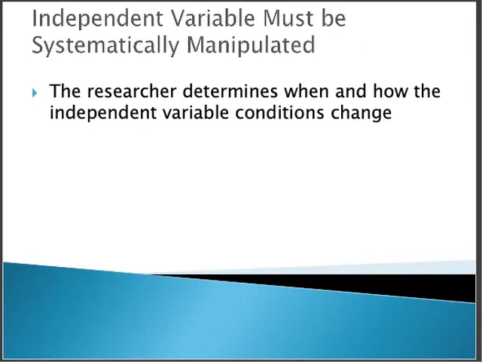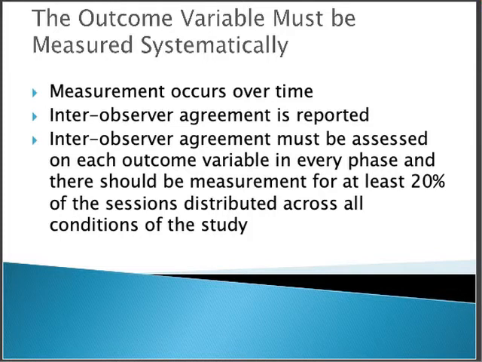The researcher then determines when and how the independent variable conditions change. The outcome variable must be measured systematically, measurement occurring over time. Inter-observer agreement is reported. Inter-observer agreement must be assessed on each outcome variable in every phase, and there should be measurement for at least 20% of the sessions distributed across all study conditions. So we need to do 20 sessions. So if there's 20 data points, we needed to collect inter-observer agreement on at least 20% of those.